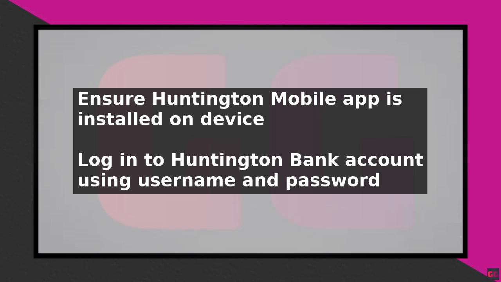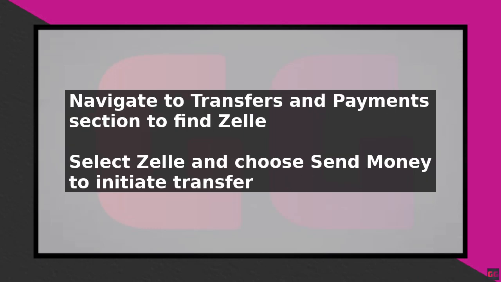To enroll, you will need to accept the terms of service and provide your U.S. mobile number or email address. Once you have enrolled in Zelle, you can add recipients by entering their U.S. mobile number or email address. You can also add recipients from your phone's contact list.